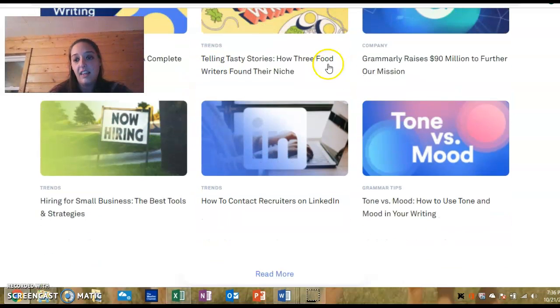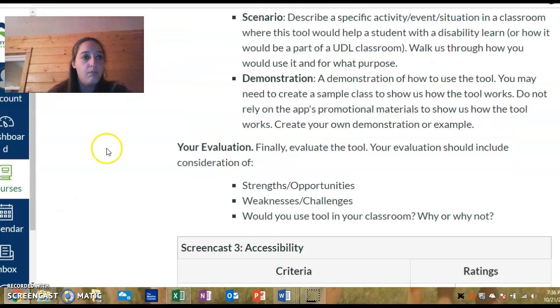So things like that. Overall, I think Grammarly is pretty cool, but there are some things wrong with it, but I do believe it can help people with writing disabilities, and it helps any kind of person.